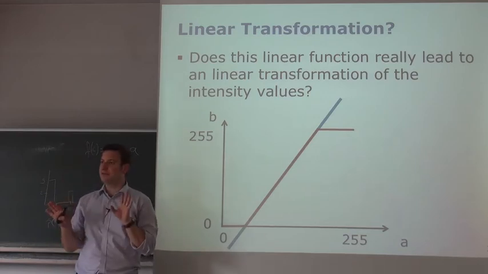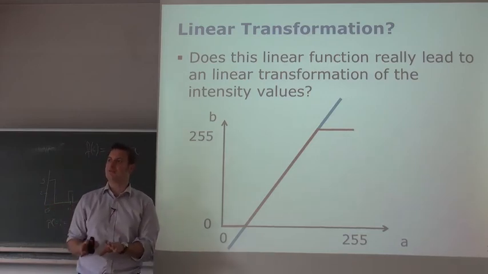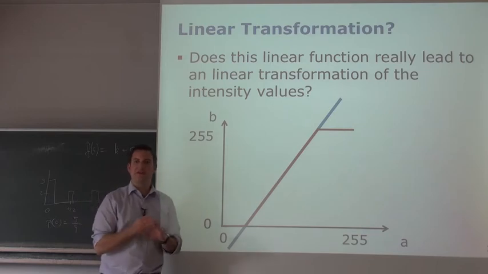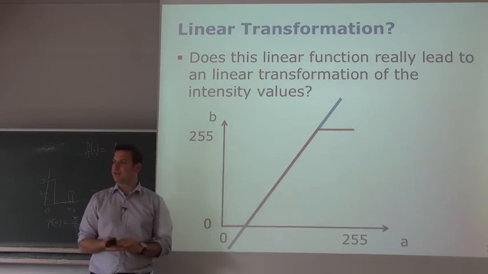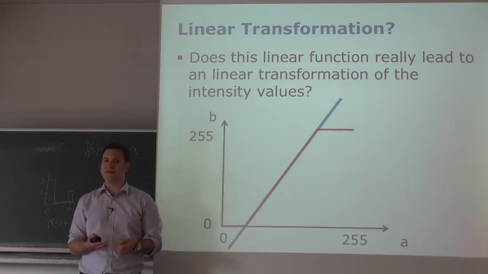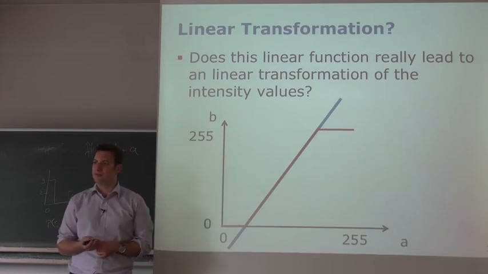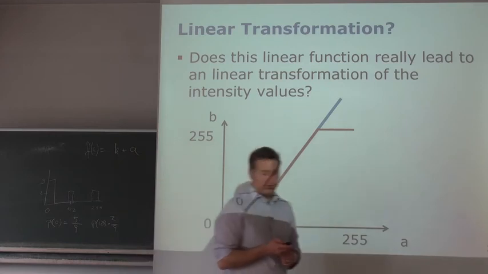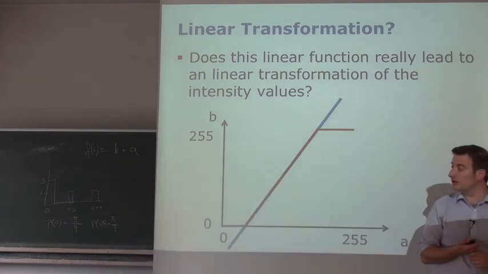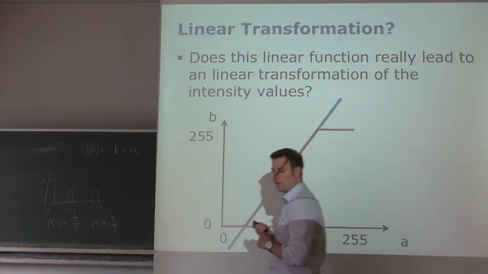Okay, is this kind of clear? That a linear function f does not necessarily lead to a linear transformation of the intensity values, just because my intensity values are bounded between 0 and 255. Okay, so these were the linear transformations. Let's look at the nonlinear transformations.